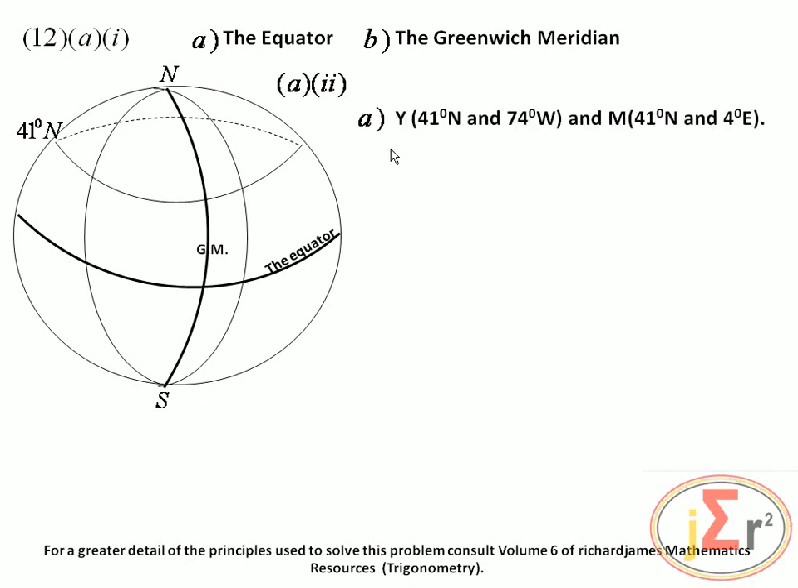We have 2 points that we like to include also. Y is 41 degrees north, 74 degrees west. Of course, this line is the 74 degrees west, so we expect Y to be right there. And M, 41 degrees north and 4 degrees east. So we expect that one to be right there. Of course, this line is 4 degrees east.